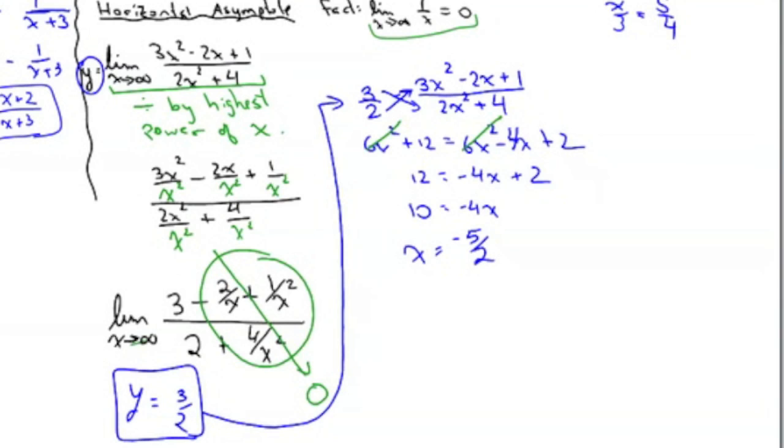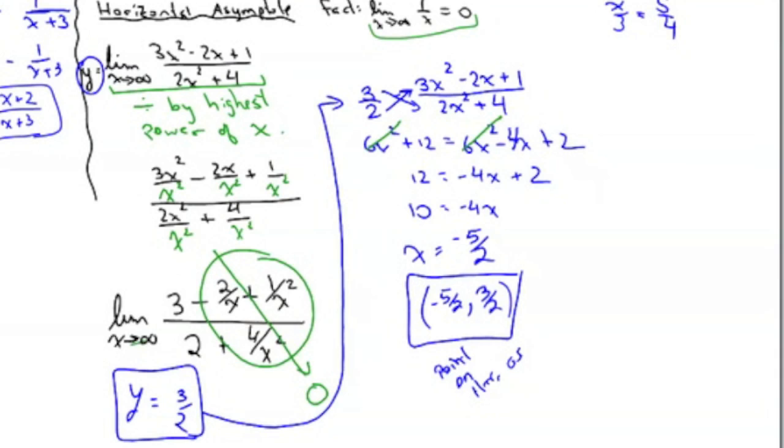So this gives us a coordinate to work with. Negative 5 halves, comma, 3 halves. And this is a point on the horizontal asymptote. Point on the horizontal asymptote. And that sometimes becomes really important, sometimes, to get the picture to look kind of nice. Alright, break time. Next up, we'll be graphing an ugly thing that looks like that.